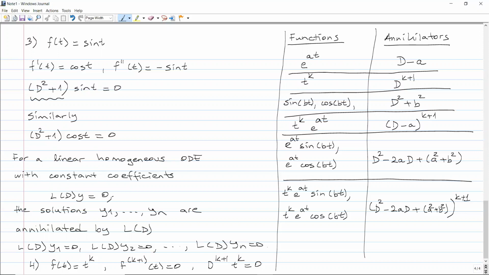So for a non-homogeneous equation, if your function b(t) on the right side of your equation is one of the functions in this list, or a linear combination of these functions, then we can use the method of undetermined coefficients because they have annihilators. Okay, now, how do we use these annihilators to find this particular solution?